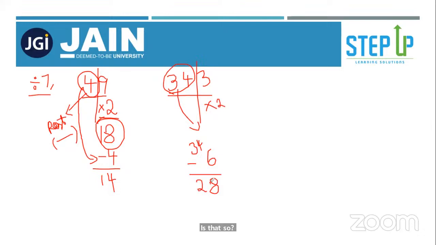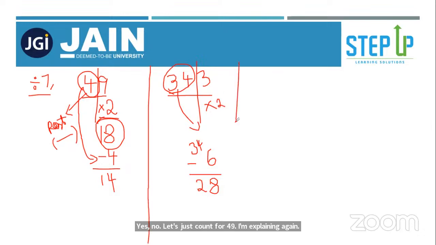Yes. Now let's count for 49. I'm explaining again with 49, then with 343 simultaneously, so you'll understand better. 9 times 2 is 18. The rest of the number is 4. Subtracting that, I get 14. So if that 14 is divisible by 7, the whole number is divisible by 7. Else we can keep doing it again.